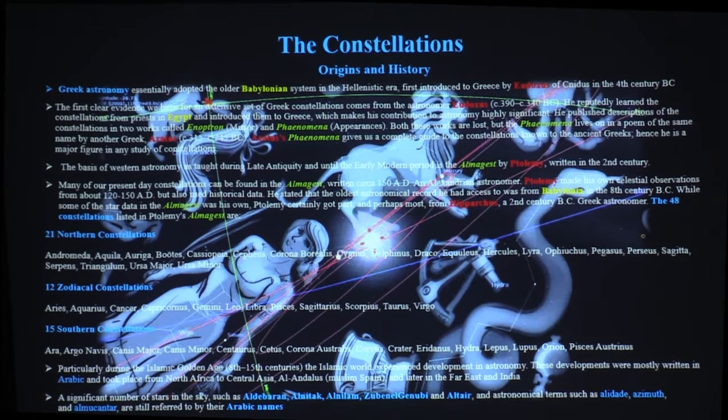During the Islamic Golden Age, from the 8th to the 15th century, a lot of further information on astronomy was developed, and of course that's where we get our Arabic names today. The Arabs loved to record all this information, from North Africa to Central Asia, Muslim Spain, and later in the Far East and as far as India. A significant number of stars in the sky, like Aldebaran, Alnitak, Alnilam, Zuben el Genubi, quite one to pronounce, Altair, are all, of course, anything with AL in front of it, basically, is going to be an Arabic word.